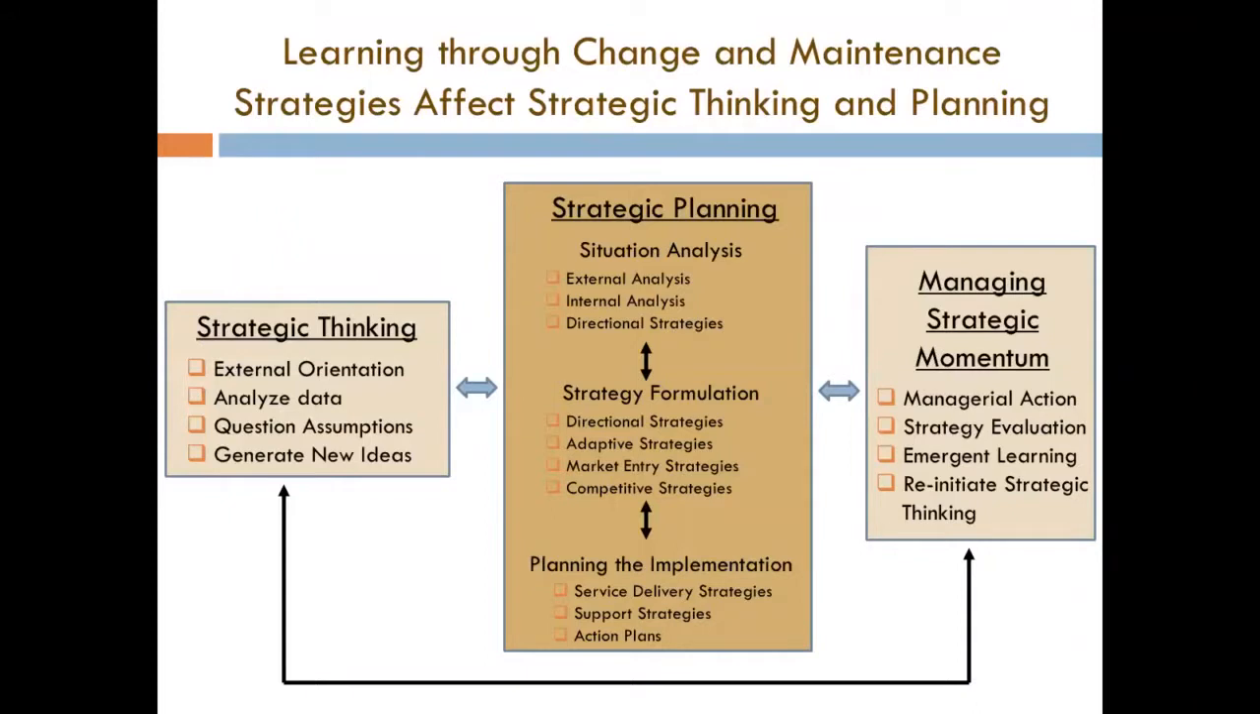Learning through change as well as maintaining strategies affect strategic thinking and planning. So you have your strategic map here, which has 3 stages: strategic thinking, strategic planning, as well as managing momentum. These are the 3 stages that you should always keep in mind, especially when you are going through your assignments. You should keep these 3 things in mind.